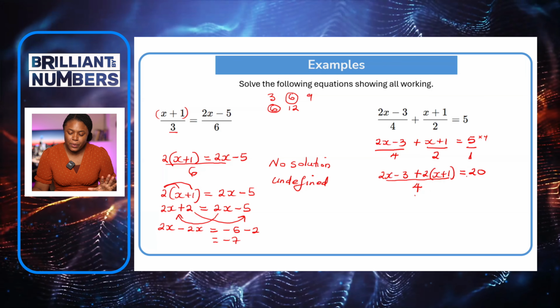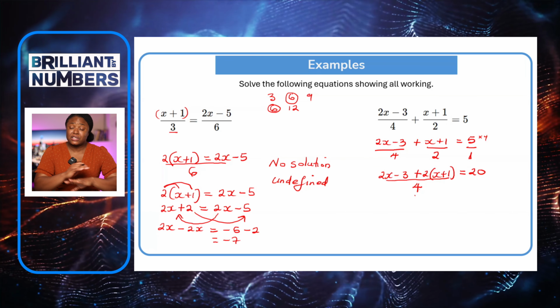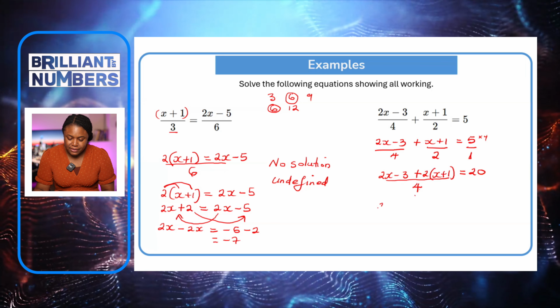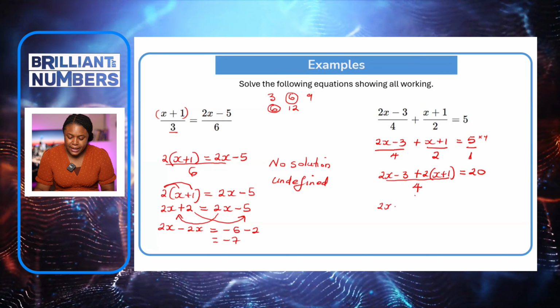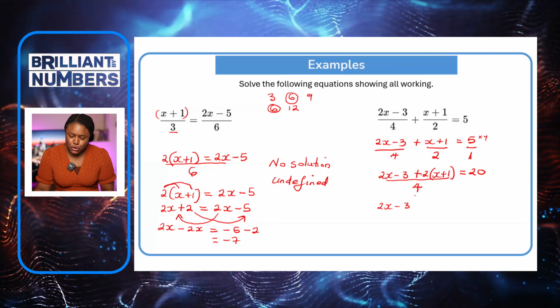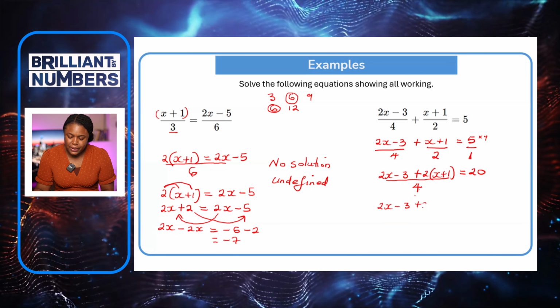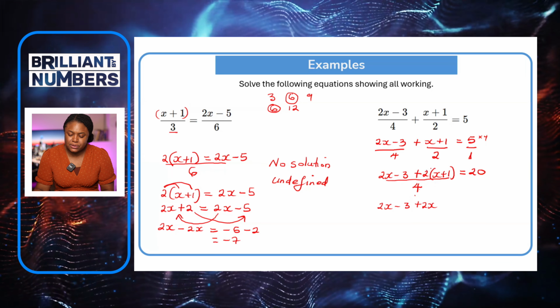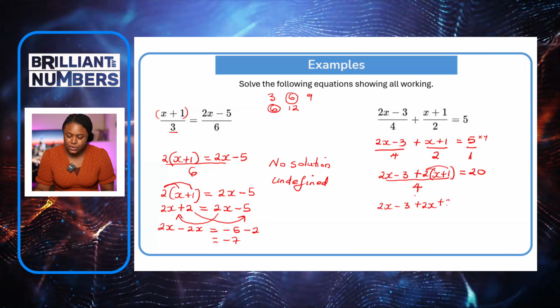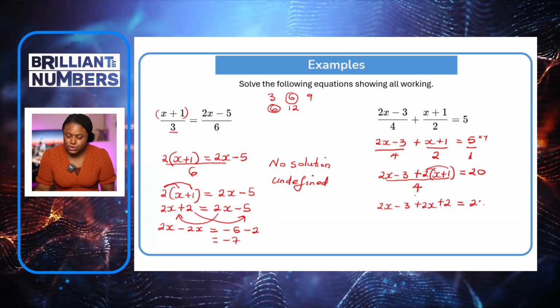Beautiful. So what we need to do now that all of the fractions have the same denominator, we will just take the numerator and make it equal to 20. I'll talk you back through this and then summarize. So 2x minus 3, and then we've got 2 times x, which is 2x, and 2 times 1 is 2. And all of that is equal to 20.